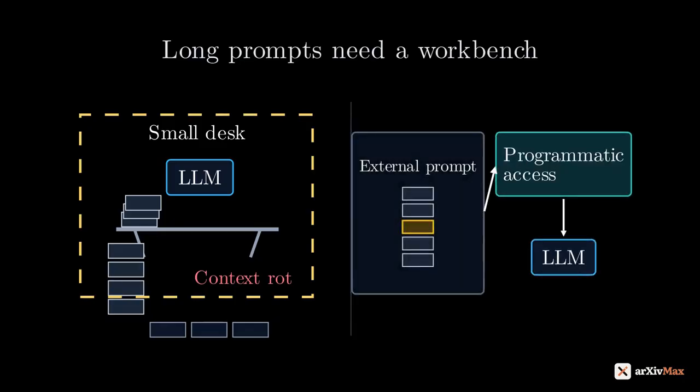This lesson explains why long prompts cause quality collapse, why bigger windows and compression fall short, and how recursive language models, or RLMs, treat the prompt as an external object in a code environment. We will trace one concrete failure through the design, the evidence, and the open problems.